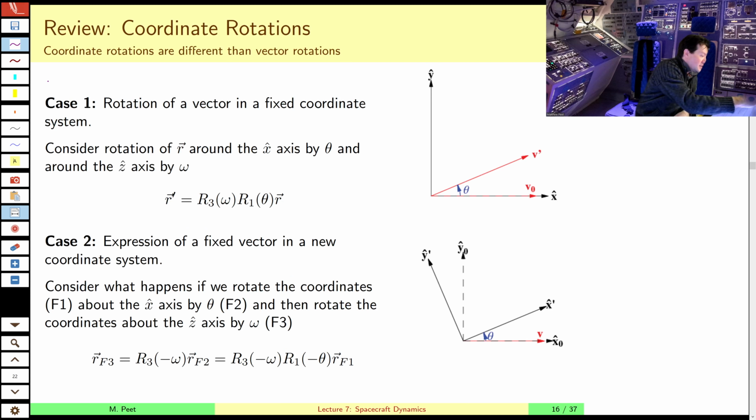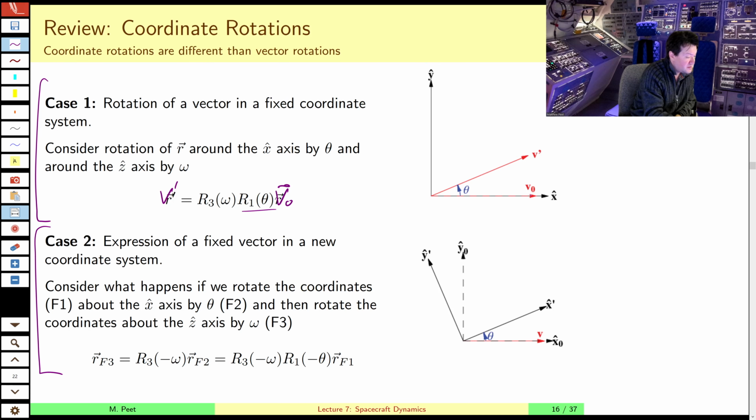So again, just to make this absolutely clear, there's a difference between rotating a vector in a fixed coordinate system, so v naught to v prime, a given vector in a fixed coordinate system rotating about, say, the x hat vector, and then the z hat vector. That's rotation of the vector in that coordinate system.